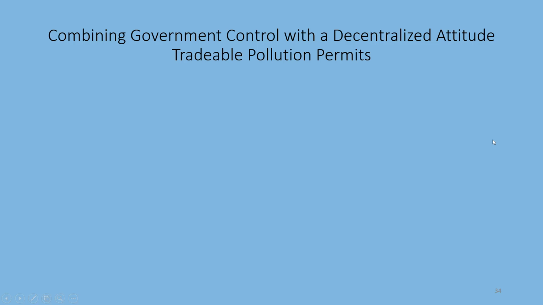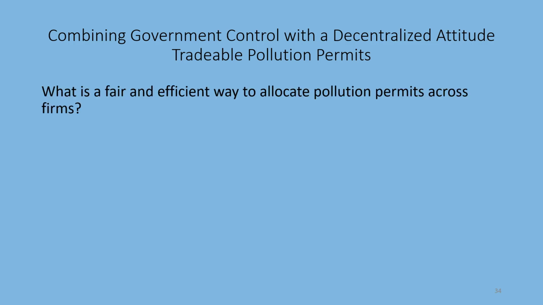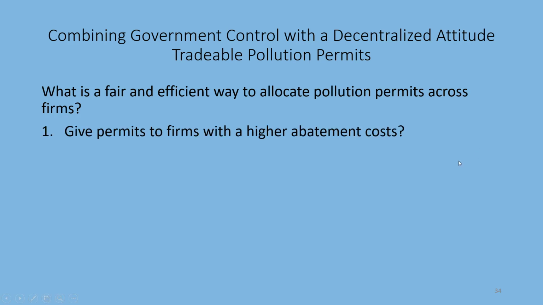All right. So the last thing we're going to do is talk a little bit about what might be a fair or efficient way to allocate pollution permits across firms. And this isn't really something that there is a definite answer to, as there are both costs and benefits to each way of doing this. Right, so one thing that you can do is give permits to firms with the higher abatement costs. That would be the most efficient way to do it in terms of reducing costs, but there's a cost to doing this.